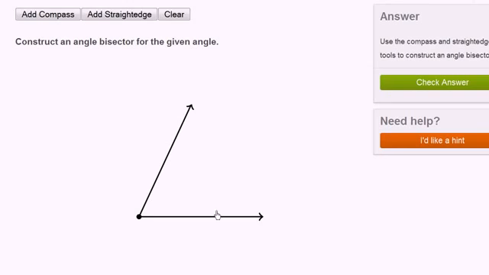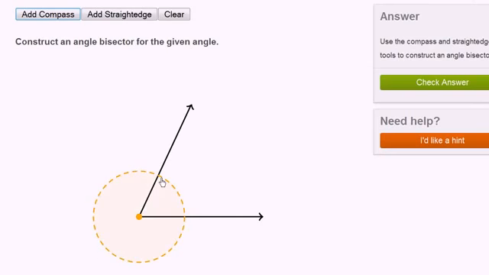So let's first find 2 points that are equidistant from this point right over here on each of these rays. So to do that, let us add, let's draw one circle here, and I can make this of any radius. Wherever this intersects with the rays, that's where I'm going to put a point. So let's say here and here. Notice both of these points, since they're both on this circle, are going to be equidistant from this point, which is the center of the circle.